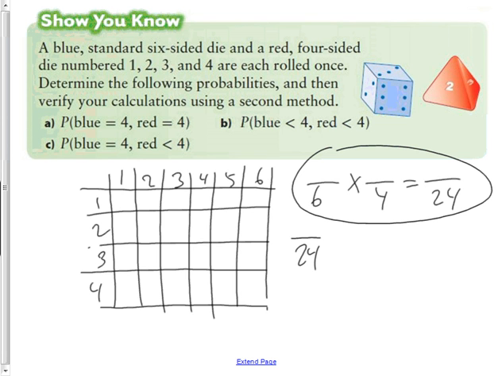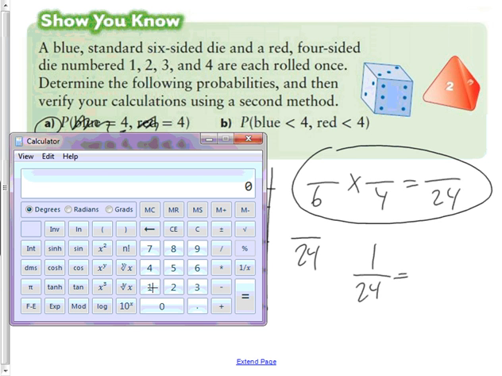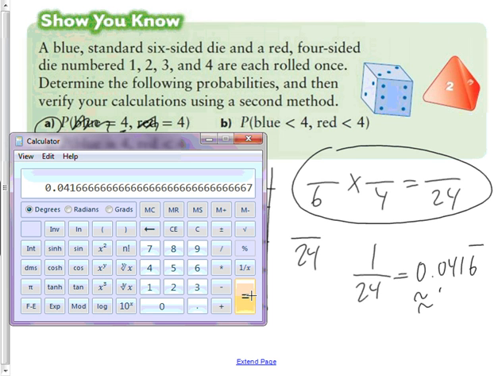However, if we look at the first question, what is the probability of the six-sided dice being a 4 and the four-sided dice being a 4? Of all those combinations of the 24, only one of those is 4-4, correct? Only one of them. So using our table, we can say one chance out of 24, and we can change that to a percentage by doing 1 divided by 24 and getting 0.0416 repeating, which is approximately 4.2%.